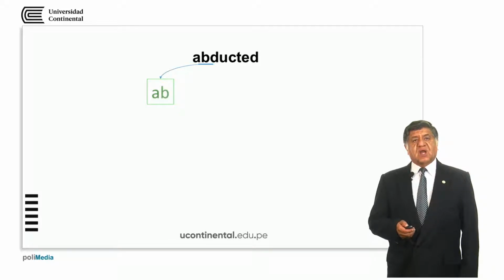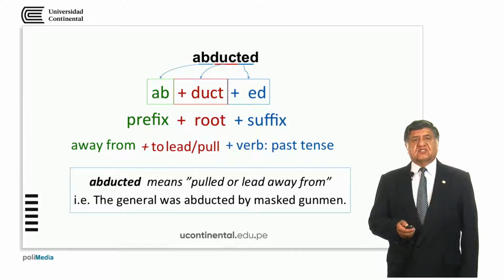Abducted. Ab is the prefix, duct is the root, and ed is the suffix. Away from, leading somewhere, and the verb in the past tense. Okay, abducted. Ed means past tense. And the whole word means pull away or lead away from. An example of the use of this word is: the general was abducted by masked gunmen. Okay, abducted sometimes is used to give the meaning of kidnap.